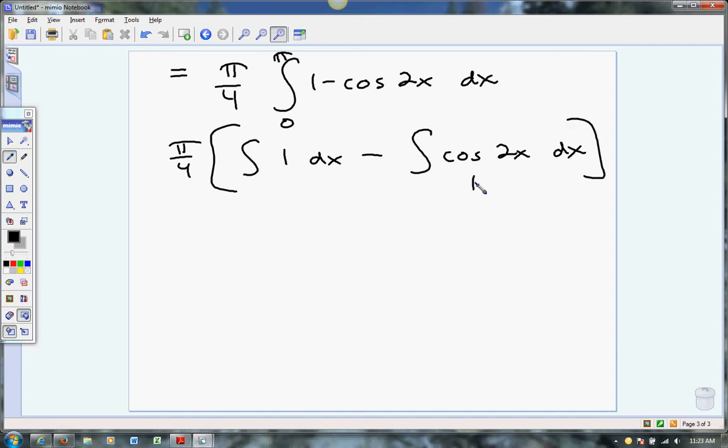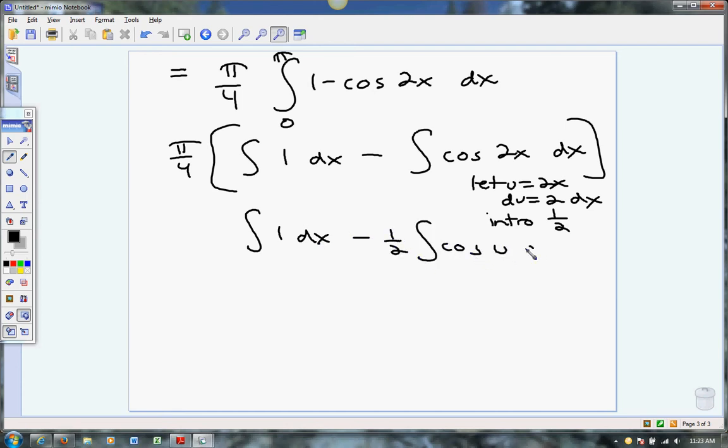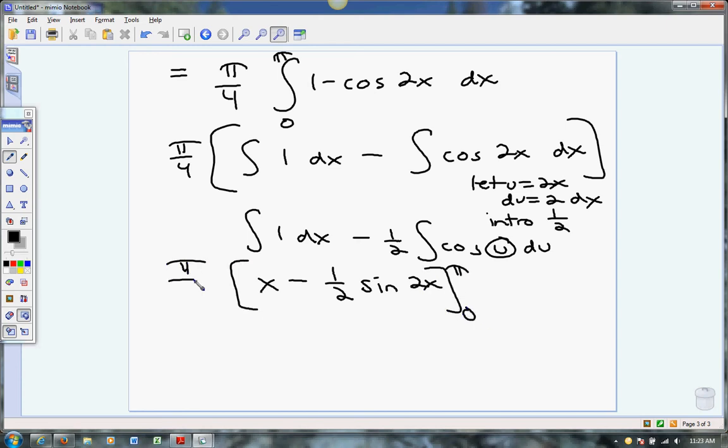My limits of integration are still the same. Let u equal 2x, du equals 2 dx. We've done this before, so I introduce a 1/2. So now I've got the integral of 1 dx minus 1/2 times the integral of the cosine of u du. So this is going to be x minus 1/2 the sine of, I'm going to put my u back in, 2x. It's going to be evaluated from 0 to pi, and then it's going to be multiplied by pi fourths.